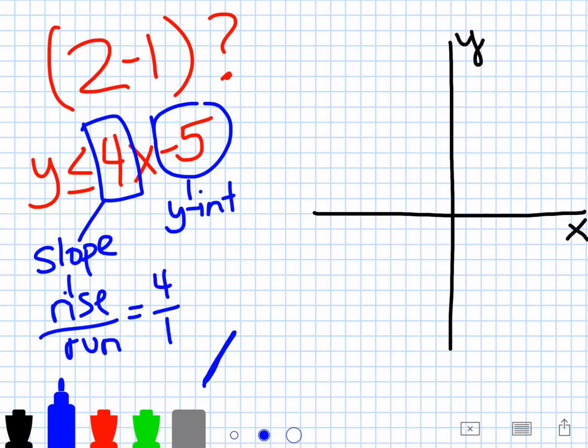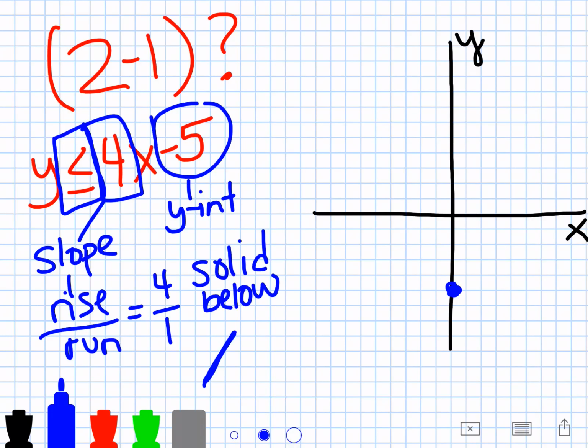And since my symbol is less than or equal to, I'm going to be using a solid line to connect my points, and I'm going to be shading below the graph because it's less than. I have a y-intercept of -5, so I'm going to go to the middle of my coordinate plane and count down 5 on the y-axis. So 1, 2, 3, 4, 5. I'm going to put a point at -5.